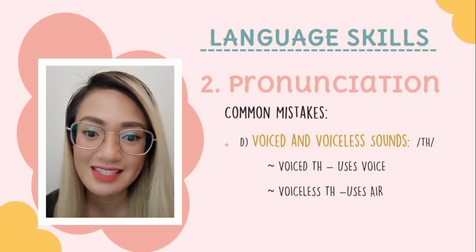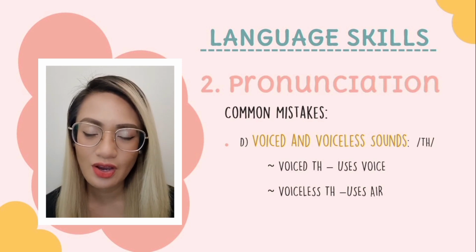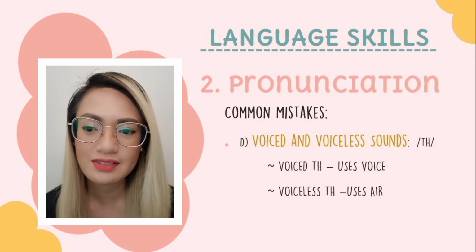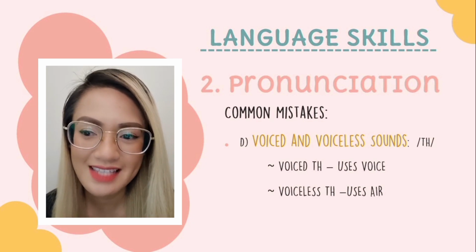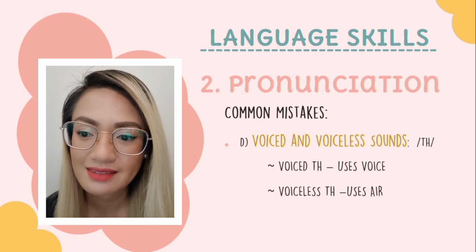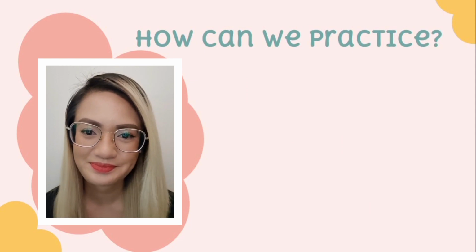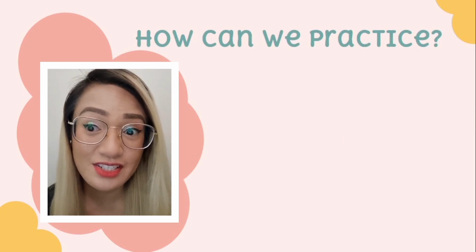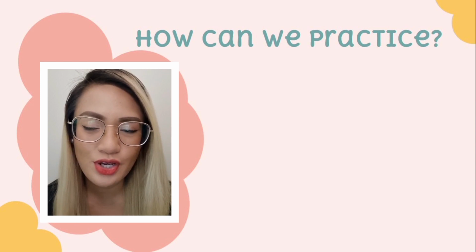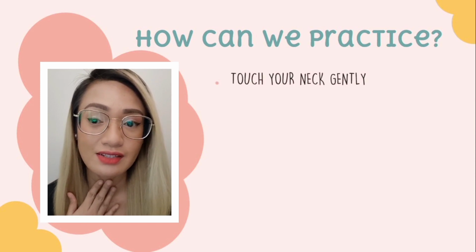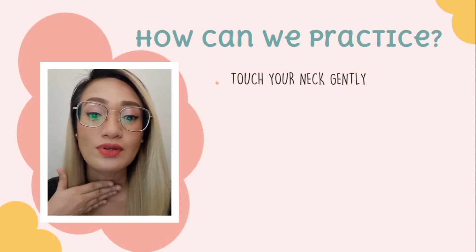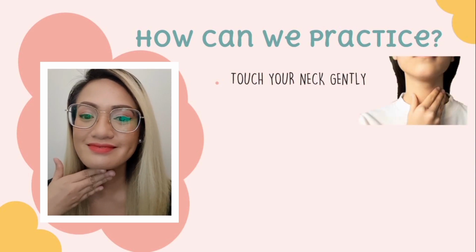Second is voiceless TH. For this one, we use air from our lungs. No voice included, just air. For example, thing, thought, three, thesis. To easily see the difference, try pronouncing these words while you put your hand softly, gently onto your neck, where the vocal cords are. Like this.